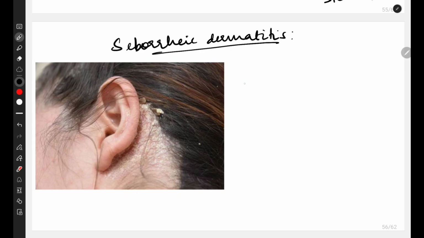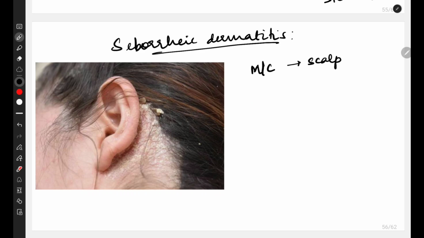In seborrheic dermatitis, the most common site will be the scalp. We all know it as dandruff. It can be seen behind the ear. It can be seen on the nape of the neck. There will be yellow greasy flaking over the seborrheic sites.